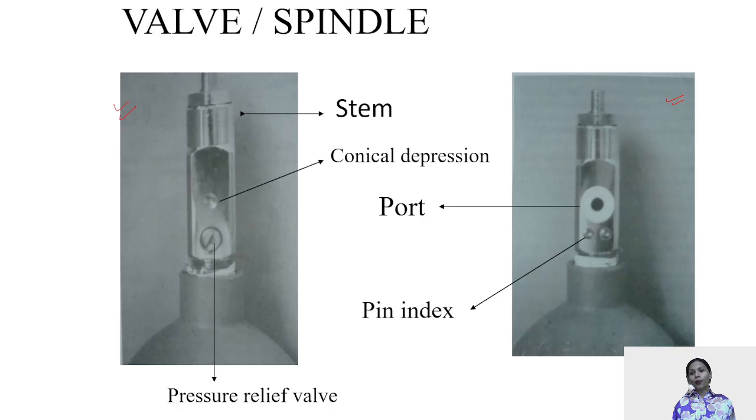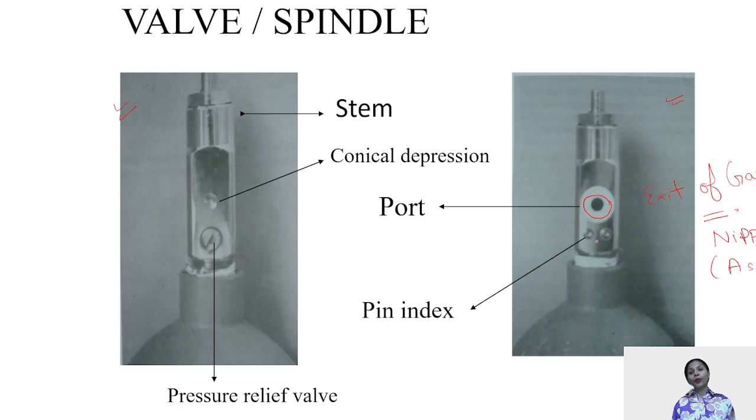First is the port. This is the exit of the gas, through which the gas is going to go into the anesthesia machine. And this port attaches to the nipple which is present on the anesthesia machine. This port attaches to the nipple.